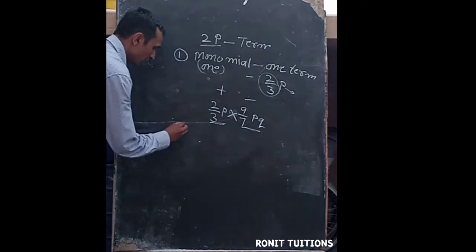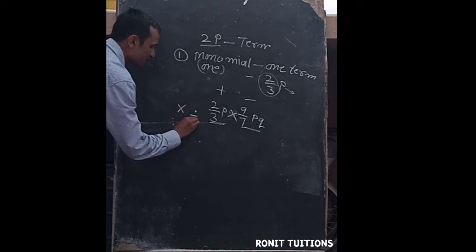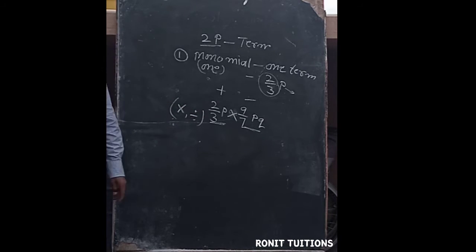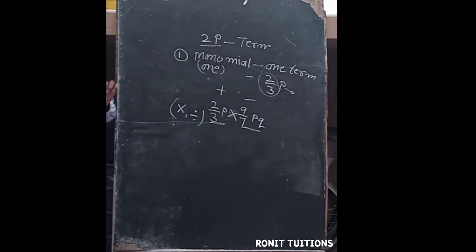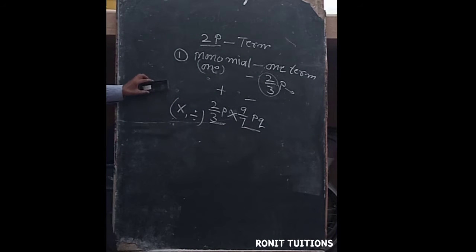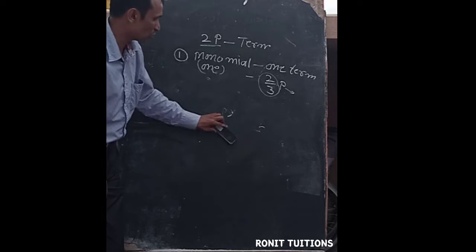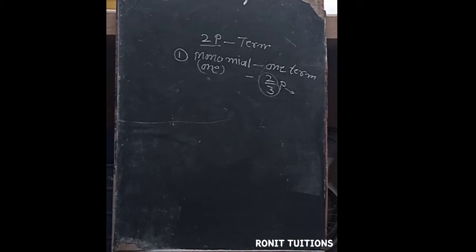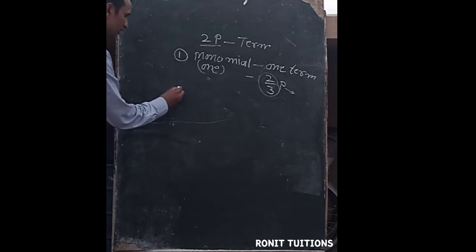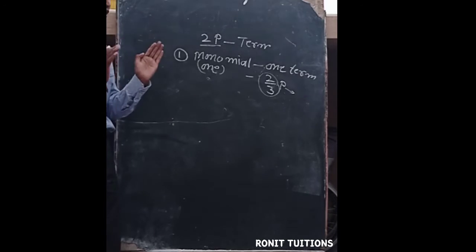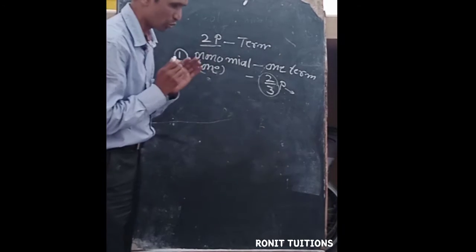We should not consider the sign of multiplication and division in the monomials or any polynomials. Into and division we should not consider for the polynomial.